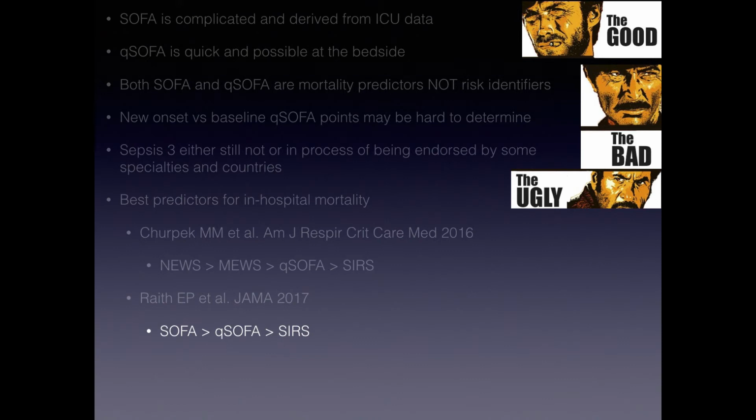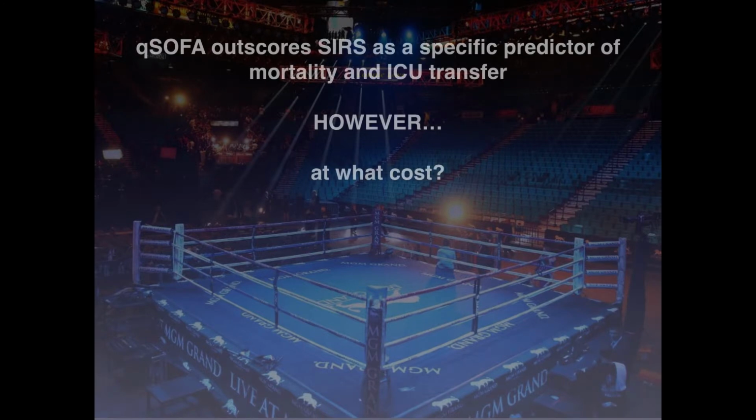So then Raith came along in 2017 and did something similar, found that SOFA was a better predictor than qSOFA and a better predictor than SIRS for in-hospital mortality. And then the last paper was done in 2017 by Freund, and they found kind of close to that, but a little bit swapped around. qSOFA was better than SOFA and SIRS at predicting mortality, not necessarily identifying sepsis. So, you know, what's the thing here? What are we giving and taking? If you put qSOFA and SIRS in the corner, qSOFA does outscore SIRS for predictor of mortality in ICU care transfer.